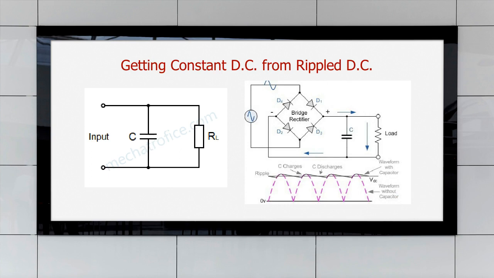So in the last we found this rippled output waveform, the full wave rectified output waveform. What happens when we connect the capacitor parallel across the resistor? The capacitor stores the voltage, maintains it and continues at a constant value.